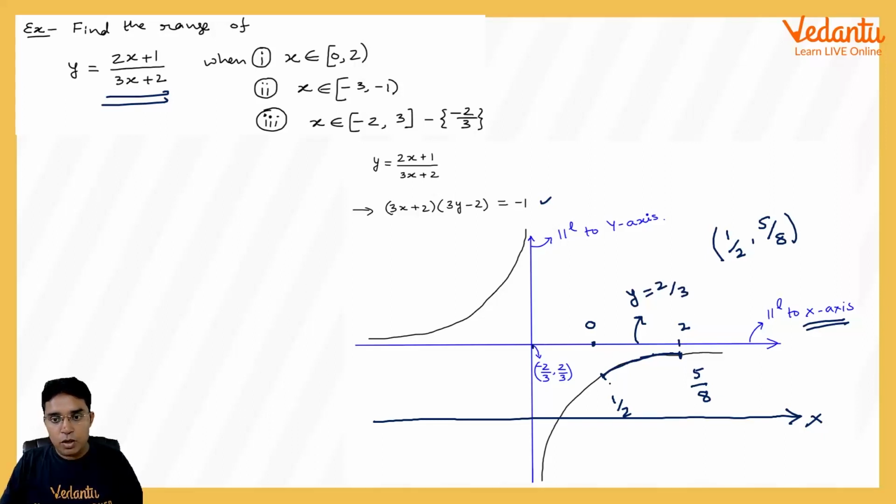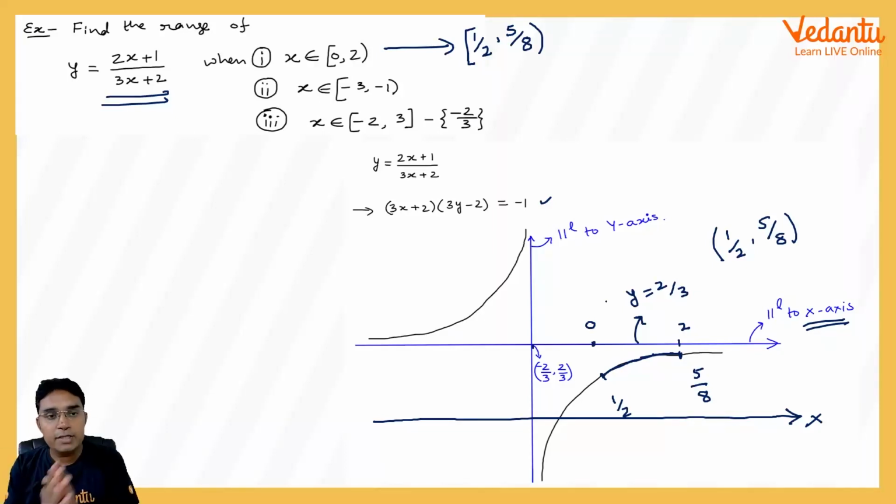So for 0, the value is 1 by 2. Okay, and for 2, it is 4 plus 1, 5, and upon 2 into 3, 6 plus 2, 8. So range for this case will be 1 by 2 comma 5 by 8. Because this 0 is included, so close bracket here, and 2 is not included, so open bracket at 5 by 8. Isn't that simple? Tell me. Otherwise, you will be thinking that how to put values of x and how to get the range.